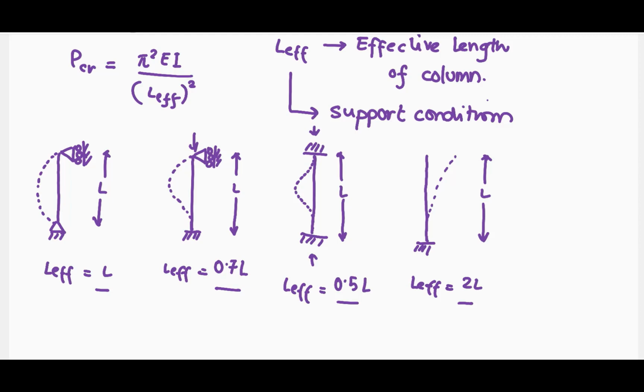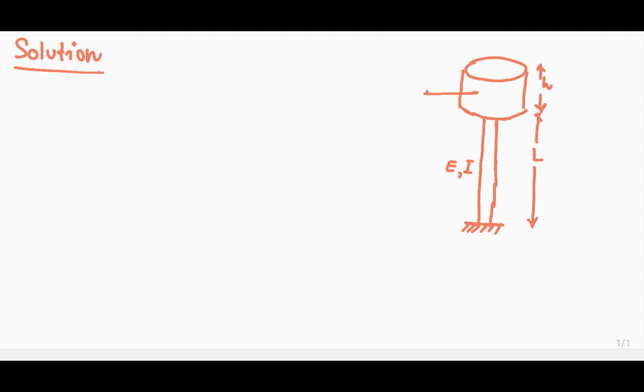Hence, we can see that once we substitute L effective into this formulation, we can easily calculate the critical buckling load for any given configuration of supports. Let us come back to the problem at hand.